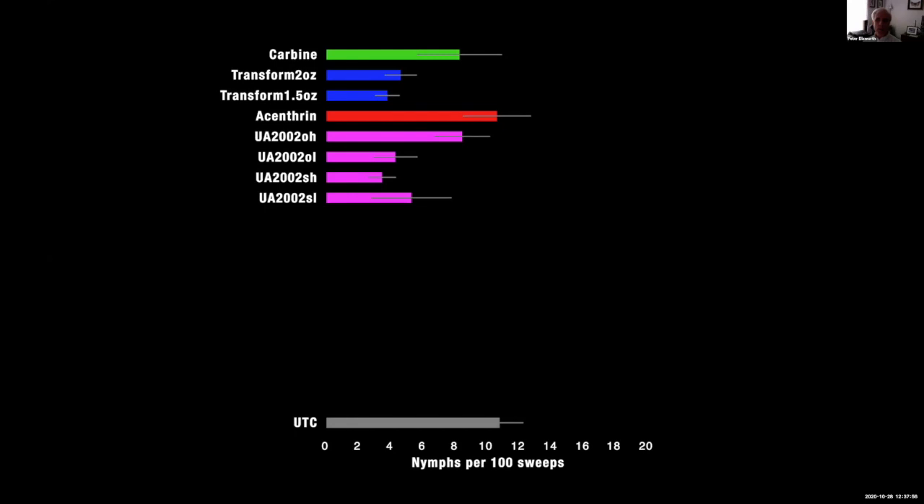This is from the lygus insecticide screening trial. What you see is a group of entries there at the top of your screen: Carbine, Transform, Acynthrin, which is a mix of acephate and bifenthrin, and then some experimentals. You also have the untreated check down here at the bottom. These are the seasonal means, so this is the average number of nymphs that we found in these plots per 100 sweeps. And you can see those are some pretty good numbers.